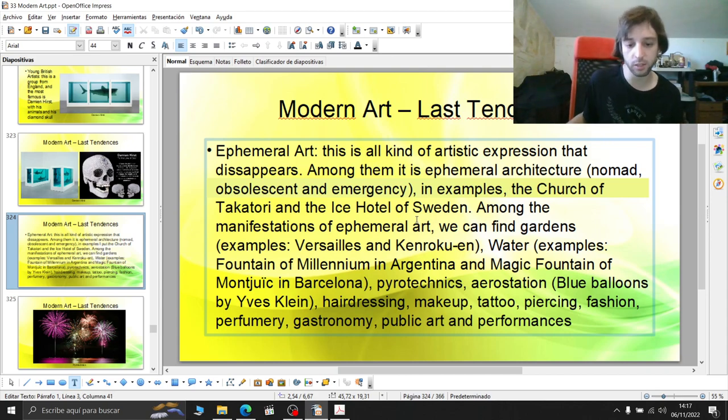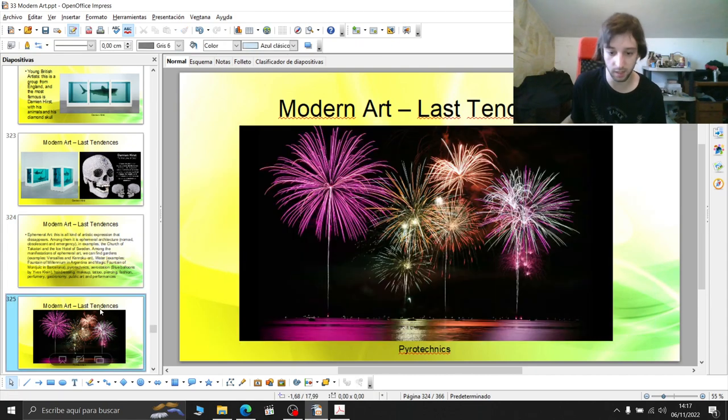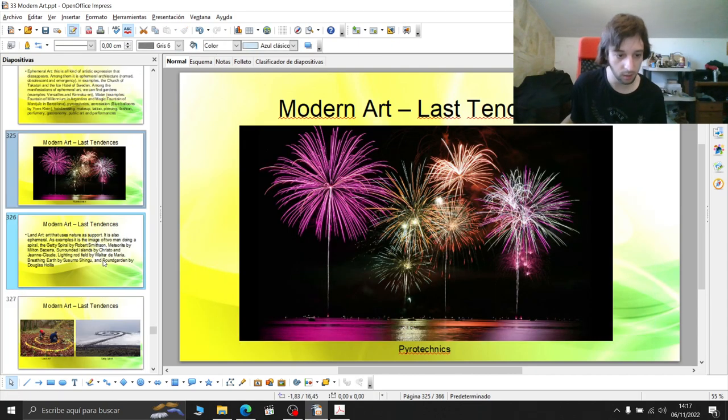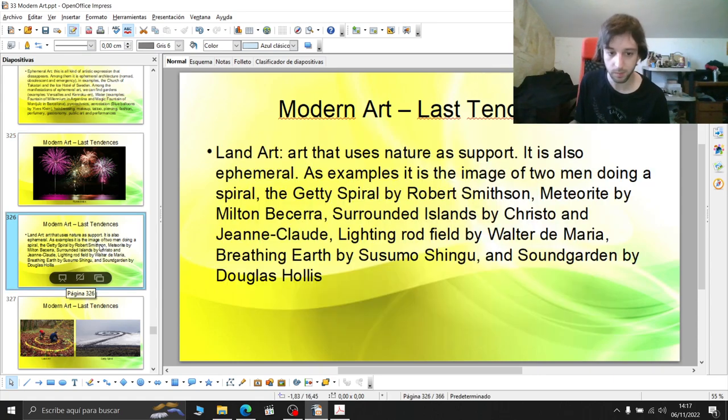Among the manifestations of ephemeral art, we can find gardens, examples, Versailles and Ken Rockwell, water, examples, Fountain of Millennium in Argentina, Magic Fountains of Montjuïc in Barcelona, pyrotechnics, aerostation, blue balloons by Yves Klein, hairdressing, makeup, tattoo, piercing, fashion, perfumery, gastronomy, public art, and performance. Just a lot of things. Here as photo, I just put this to illustrate, but you can imagine other things.